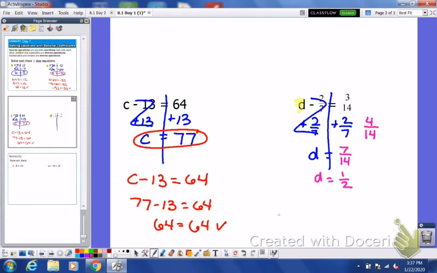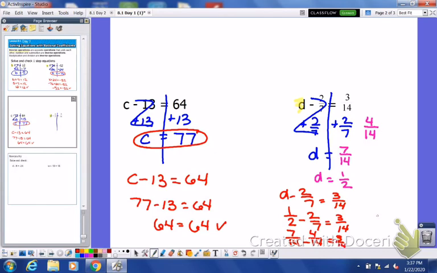So we do our check. Go back to my red. d minus 2/7 equals 3/14. Substitute in, so 1/2 minus 2/7 equals 3/14. Now we need like denominators. I know my denominator is going to be 14. So 2 times 7 gives me 14, so then 1 times 7. 7 times 2 then gives me 14, so then 4 over 14. Checking if that equals 3/14.